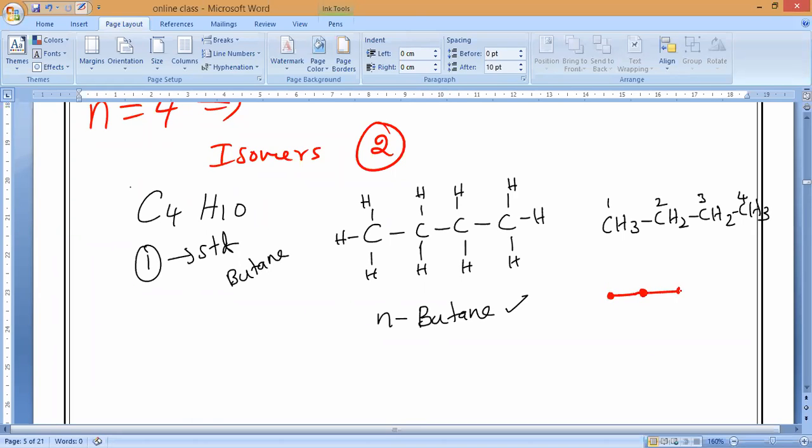So each dot indicates a carbon atom. What is each dot indicating, guys? Each dot indicates a carbon. This is the straight chain of butane. Understanding? A straight chain of carbon atoms.